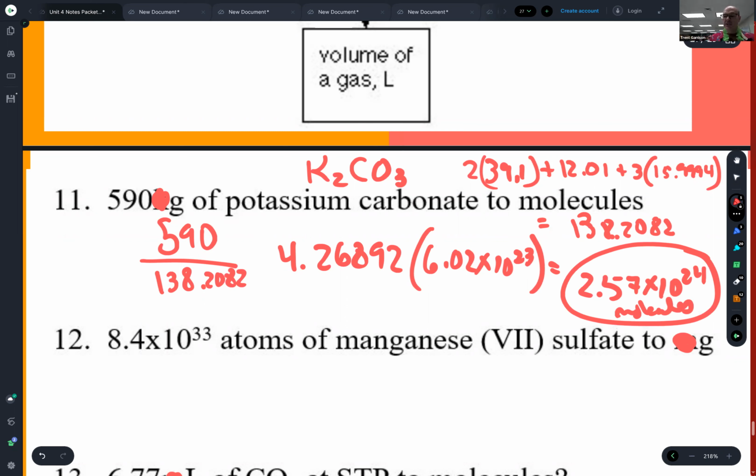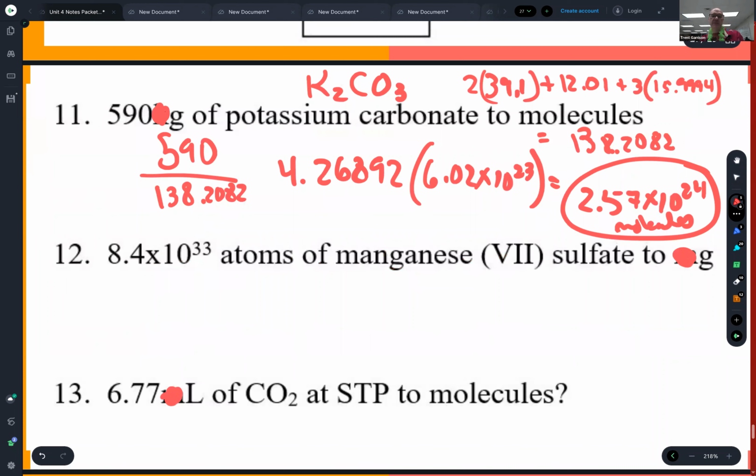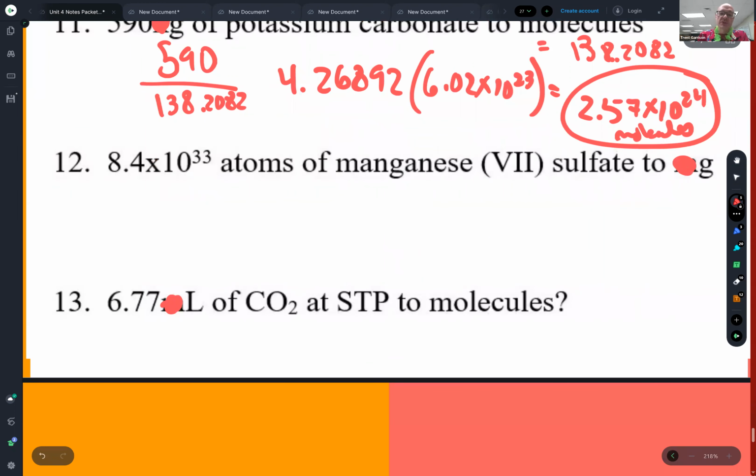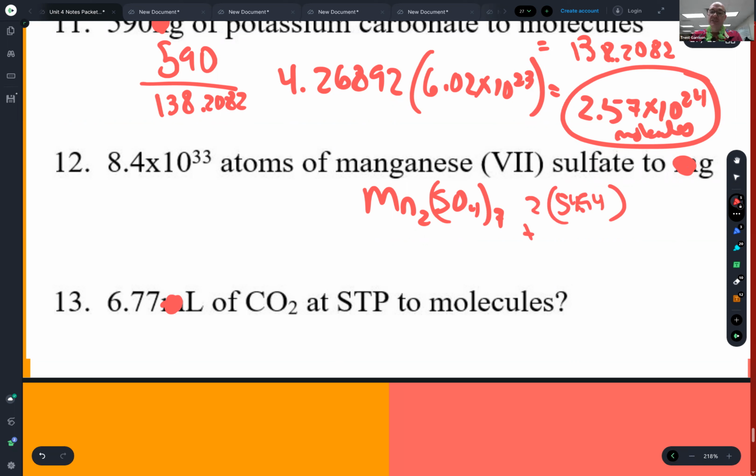All right, let's do another one down below. So we've got atoms. This time we're going to go in reverse. The formula is manganese sulfate, Mn2S7O28. There's a lot of atoms in this one. So we got to go and look up. Manganese weighs 54.94. And that's multiplied by 2. There are 7 of the sulfurs, 32.06. There are 28 of the oxygens.